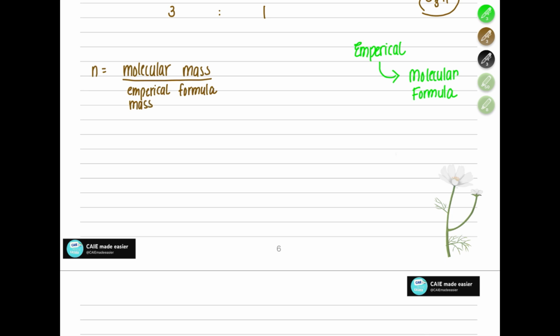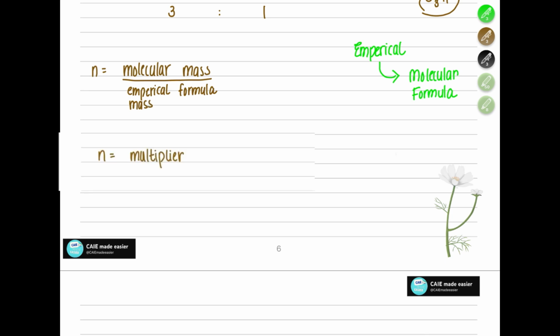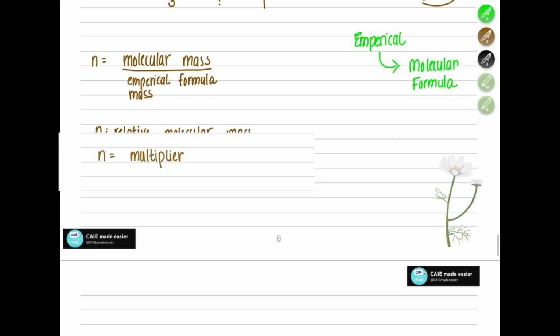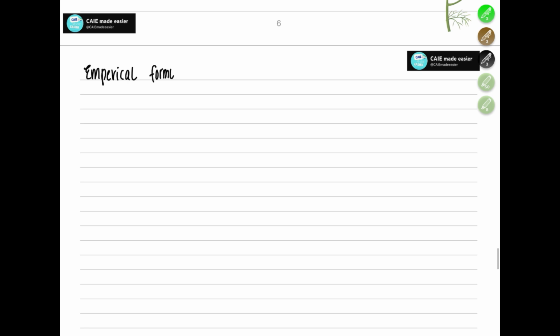And what does N mean here? N is the multiplier. You will understand this term when you see the example. Okay, let's say that our empirical formula is, for example, CHO2. This is our empirical formula. And they told us that the molecular mass is 90 grams. And you need to find the molecular formula, that means the exact ratio or the real ratio of the compound.